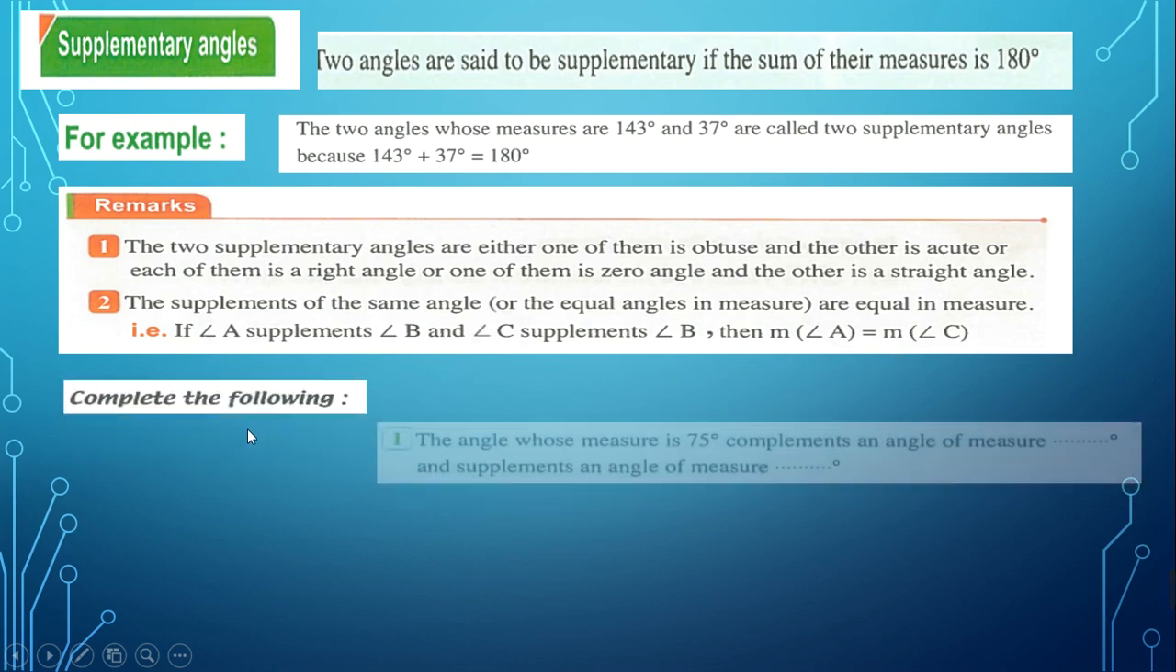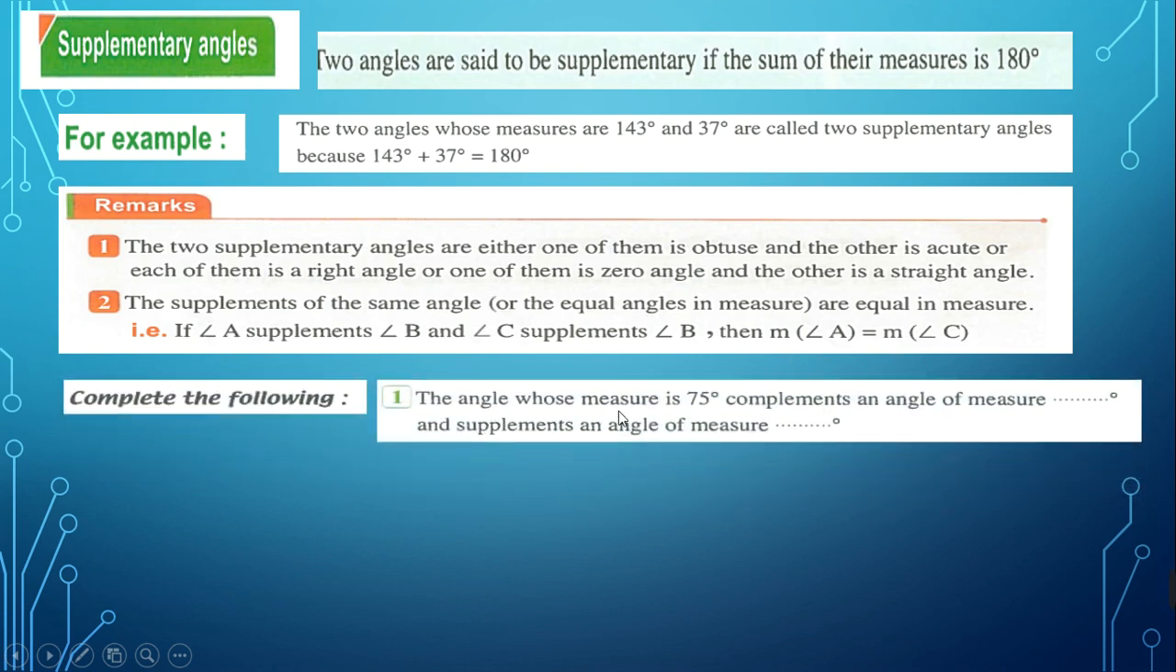Complete the following. The angle whose measure is 75 complements an angle of measure blank and supplements an angle of measure blank. ده جاب الاثنين مع بعض complements و supplements. يبقى الكومبلمنتس أعمل minus من 90، يبقى 90 minus 75 is 15. طب السبلمنتس minus من 180، 180 minus 75 equal 105.